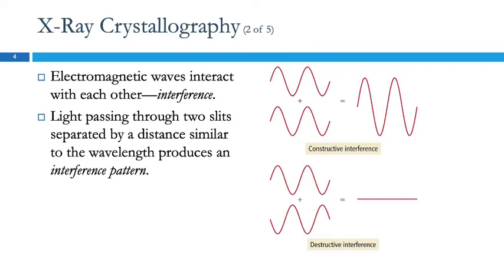Well, X-rays are also electromagnetic radiation. They just have much shorter wavelengths. And so they will also produce constructive and destructive interference.